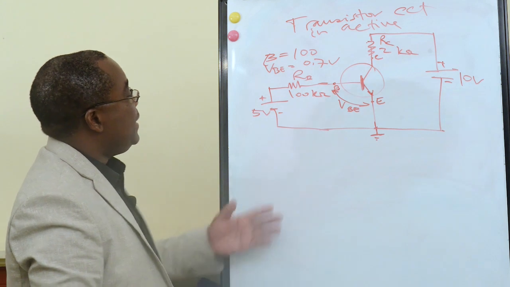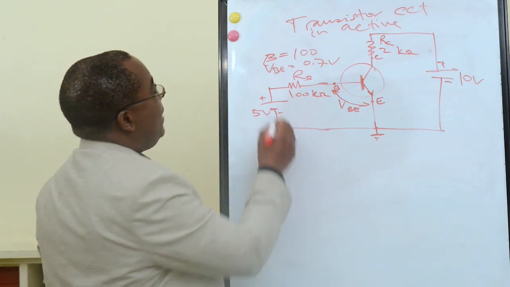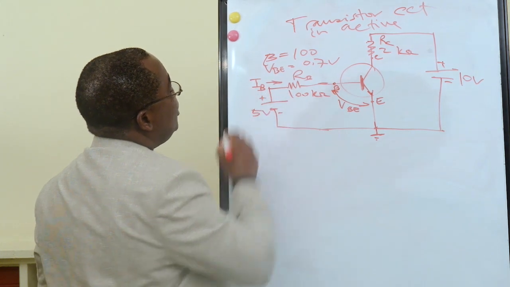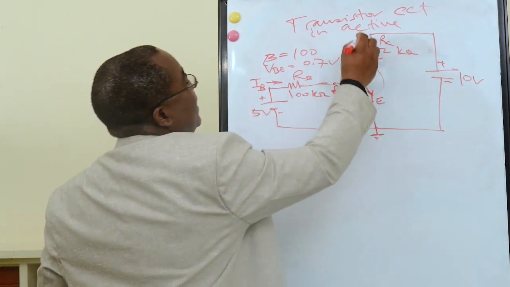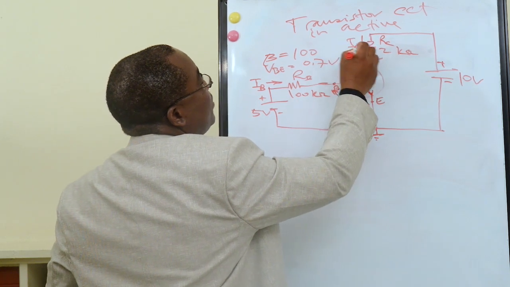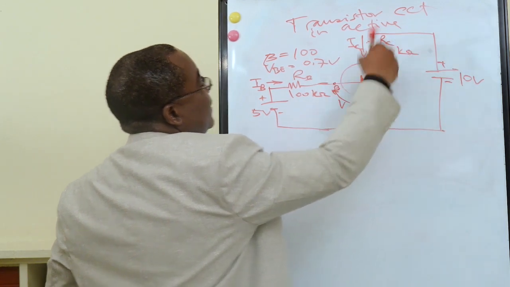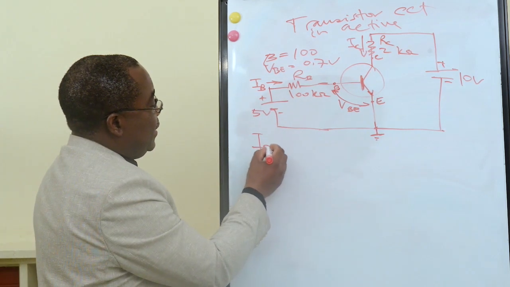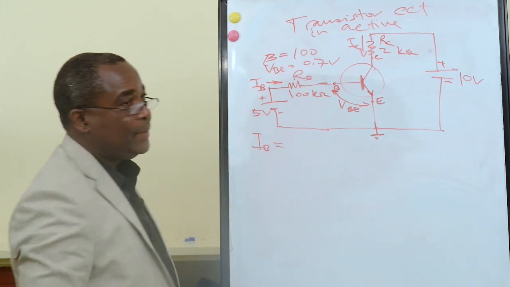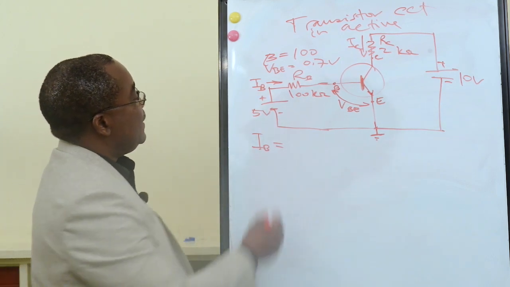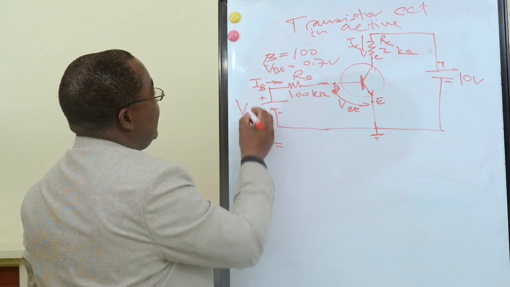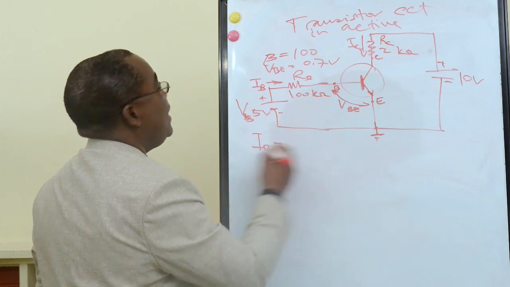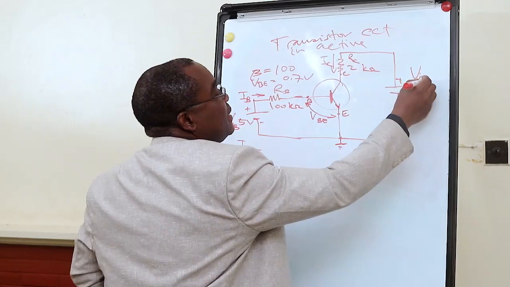So let's find IB. The IB is here and will flow in this direction. And here we have our IC flowing this direction, because the positive is here. Let's find IB, and this is just Ohm's law. This is the VCC. This is the VBB.